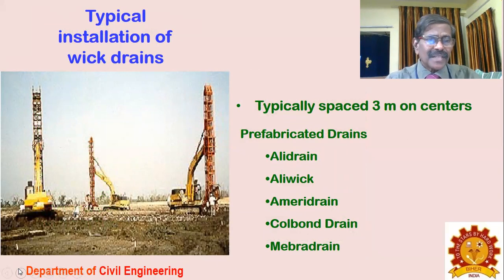In a typical installation of wick drains, as you see, they are at 3 meters on centers, and prefabricated drains you can put in. Then there are Alidrain, Alubic, Amerdrain, Colbond drains, and Mebra drains. They are all from manufacturers, and they are used on the site to drain out the water so that consolidation takes place and stability is achieved in the underlying soil.